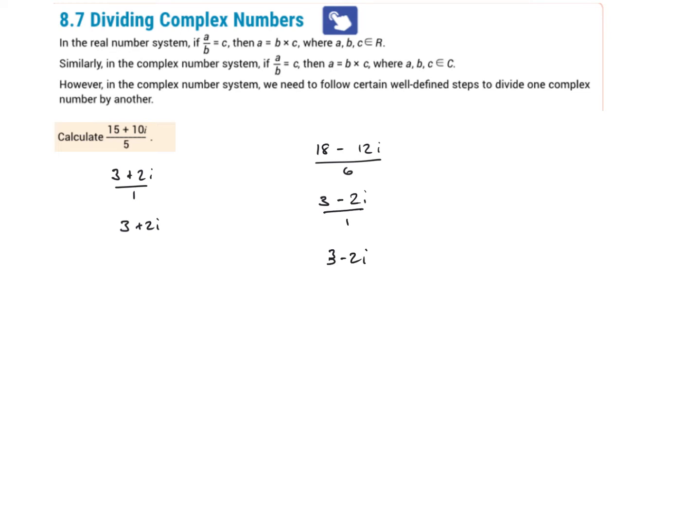Okay, so what happens if there's a complex number on the bottom? This is where it gets a little bit trickier. So what we have here is 2 plus 11i over 2 plus i. Now, this is where we have an issue, because we can't get 2 plus i into both top and bottom here, because you can see this is 11i, this is 2 plus i. It doesn't quite work. I can't find a number that's going to go into both top and bottom.